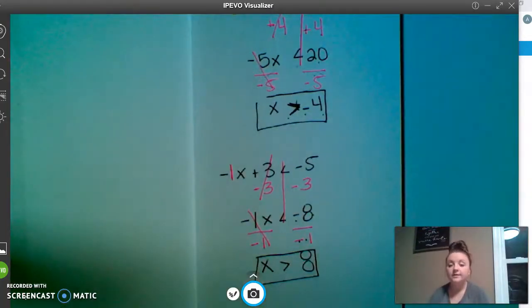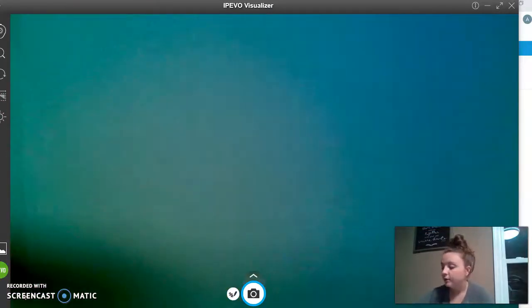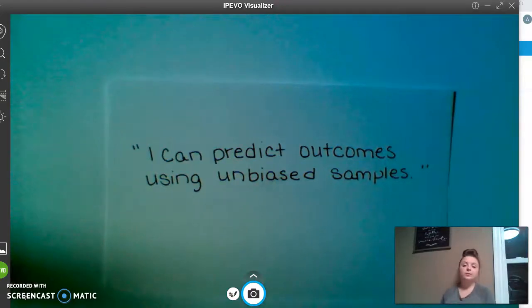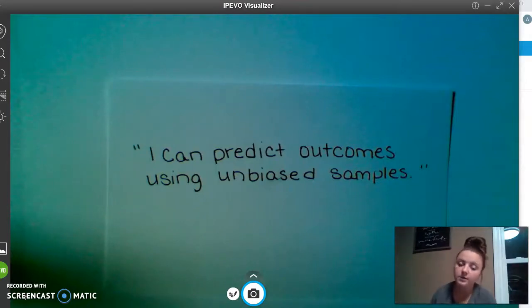Okay, so that was just a quick review on two-step inequalities. For today, our I can statement is the same as Tuesday and Wednesday. I can predict outcomes using unbiased samples. So we're just doing more work with that and making sure that we really understand it and getting some extra practice and some extra examples.